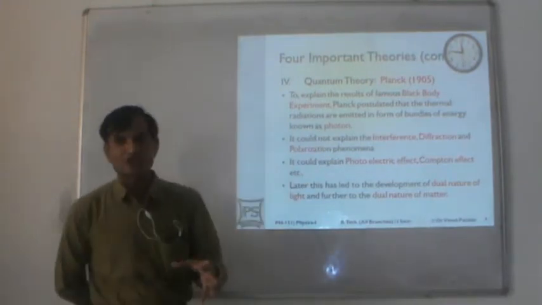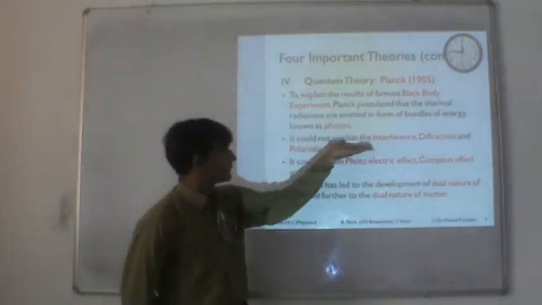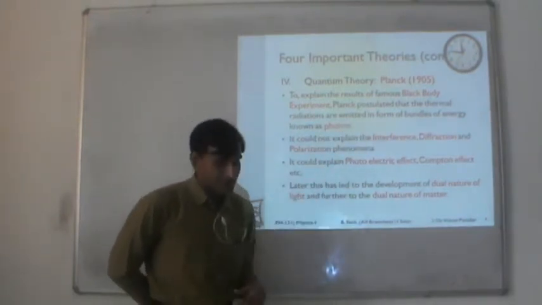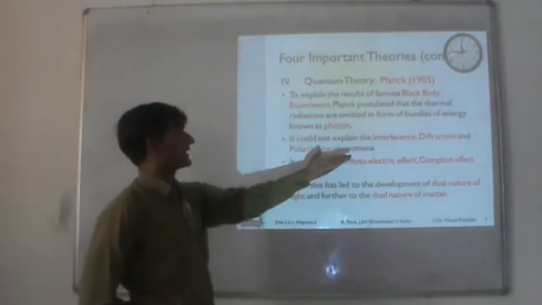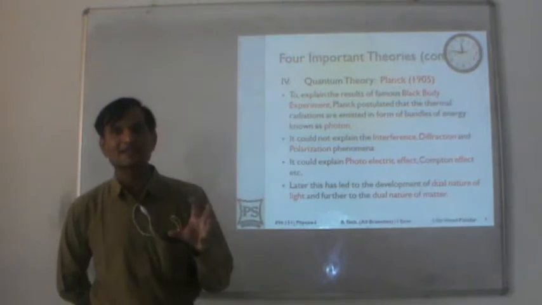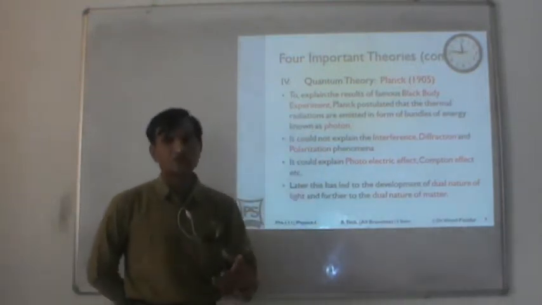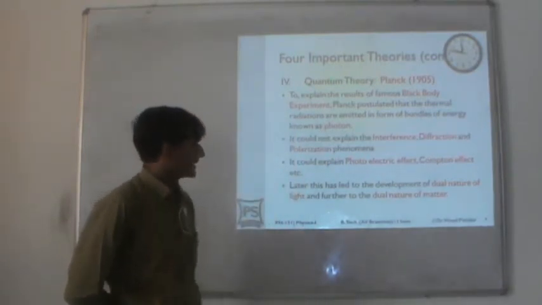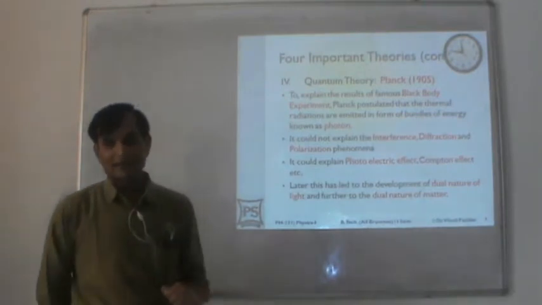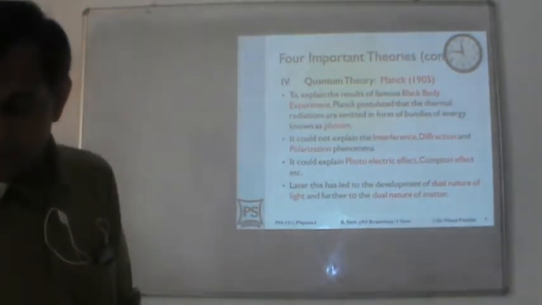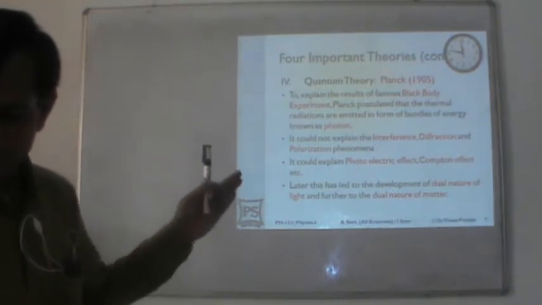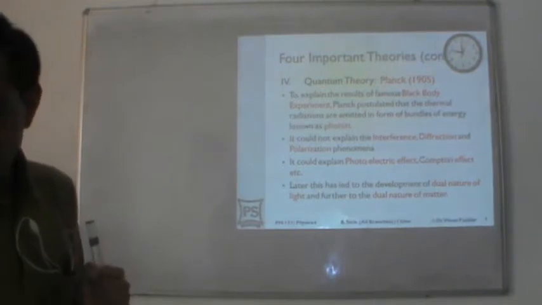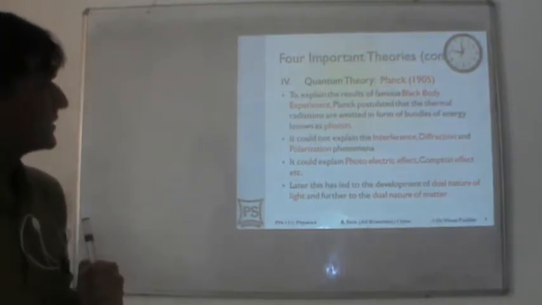So it's a kind of situation where certain phenomena you can explain with the help of the wave nature of light, and there are certain other experiments or observations which you can explain with the help of the particle nature. So it's a kind of mixed understanding, and this development has led to the understanding of the dual nature of light, and later it was conceptualized into the dual nature of matter. So this is the quantum theory. This is a very brief introduction to the various theories which have existed in history for light.